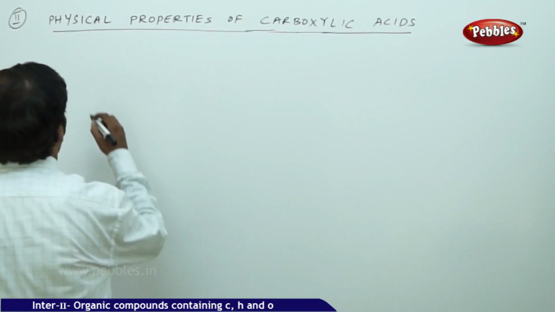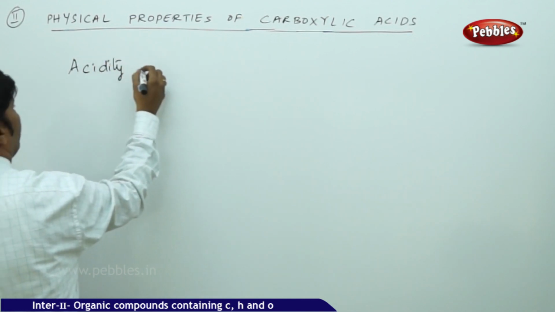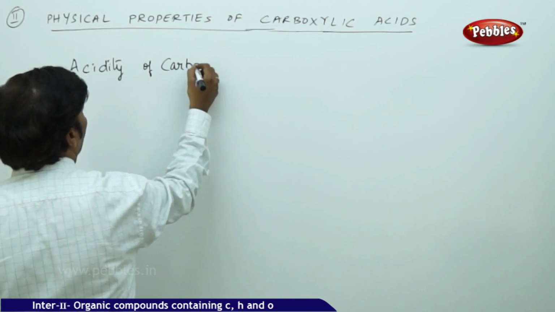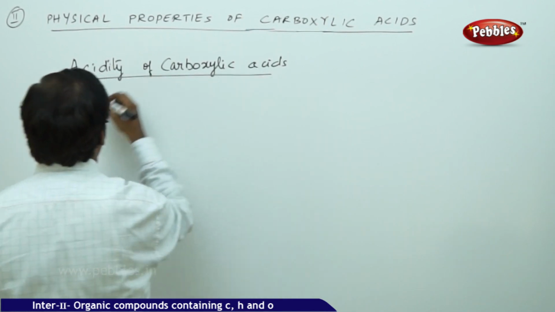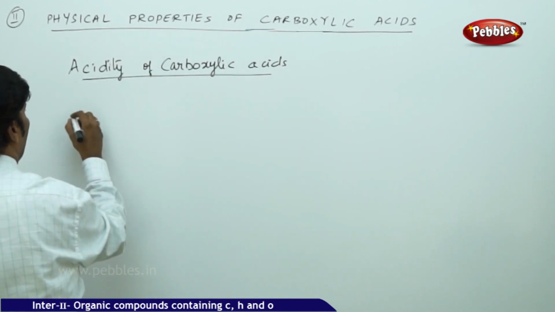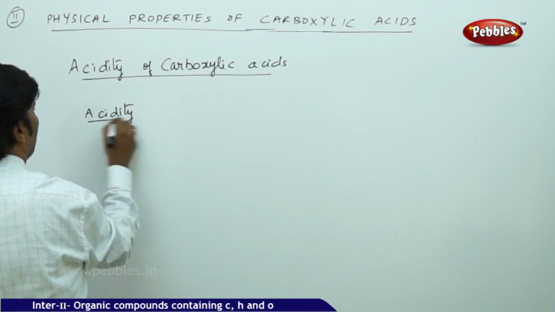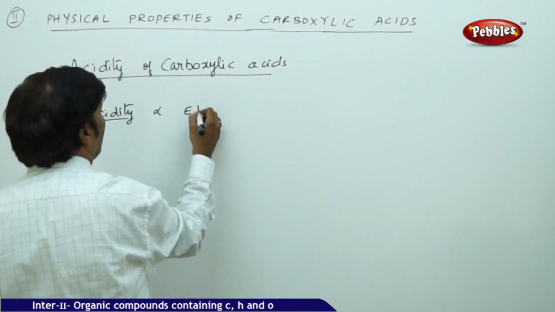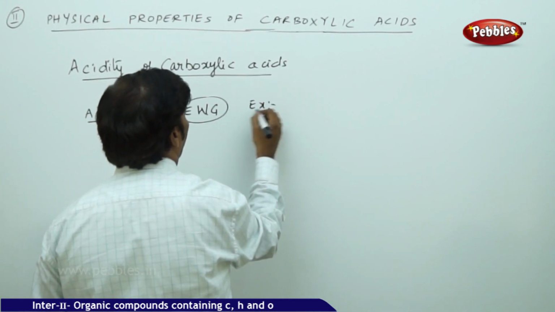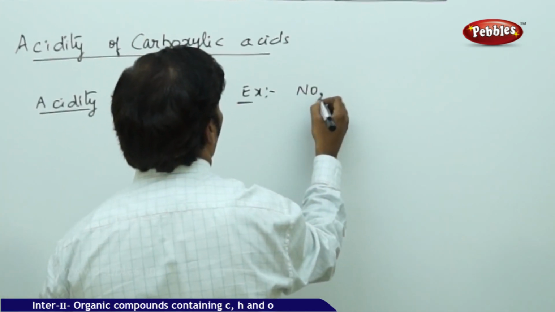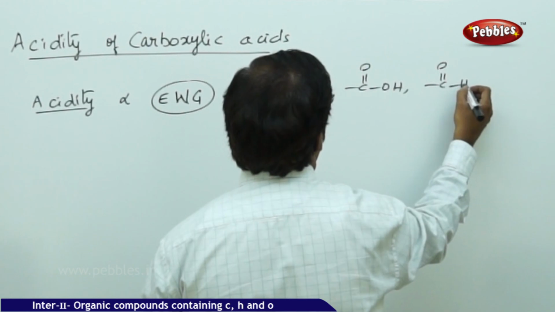So here let us continue the acidity. So if you go for acidity of carboxylic acids, continued, what we are noticing here is, as already I told you, acidity is directly proportional to electron withdrawing groups. Examples we can take are the nitro group, carboxylic group, and aldehyde. All these are electron withdrawing groups.